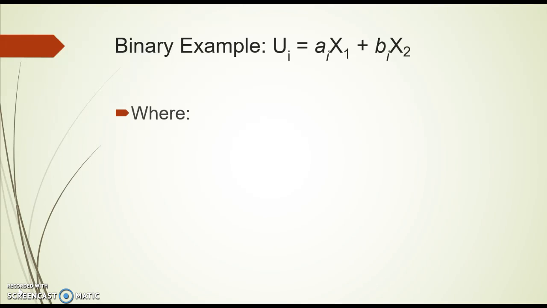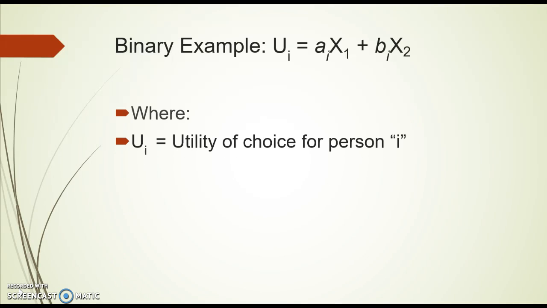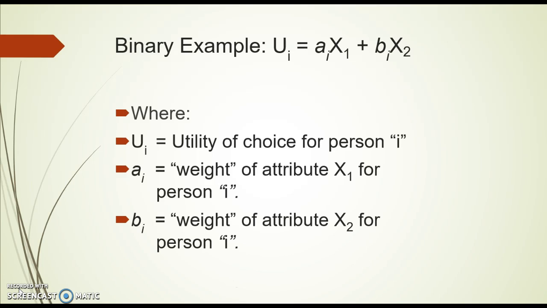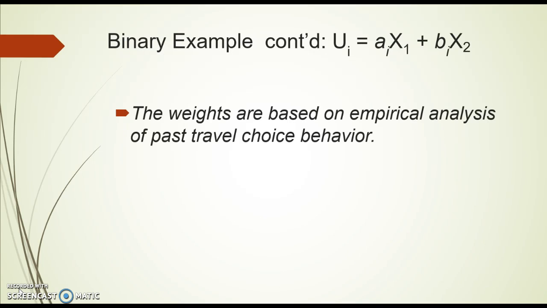We say the utility for person i, that is utility of choice for person i, is a linear function of the attribute x weighted by the weight ai. So ai is the weight of attribute x1 for person i. bi is the weight of attribute x2 for person i. And we, of course, would understand that those weights are based on some empirical analysis of past travel choice behavior.